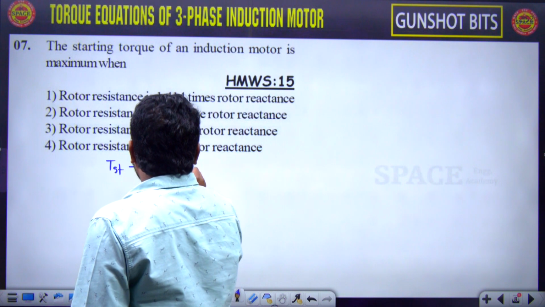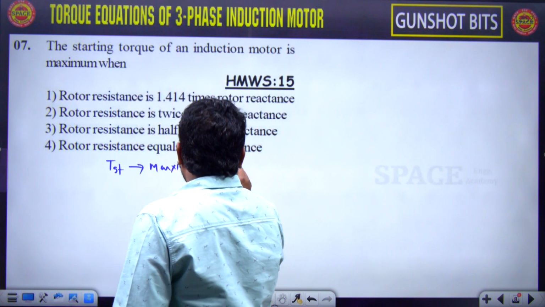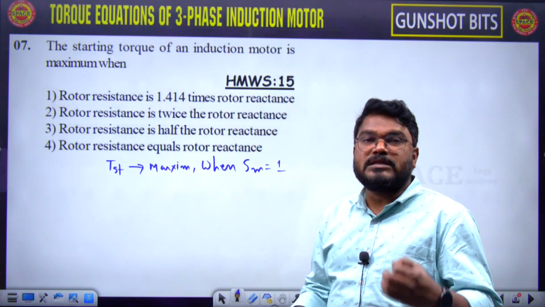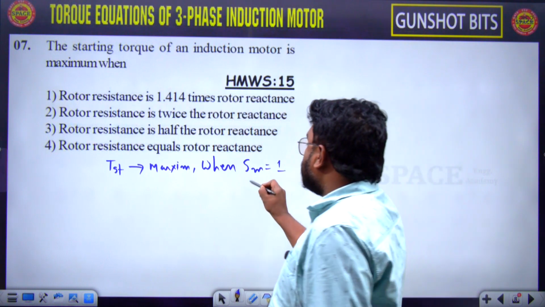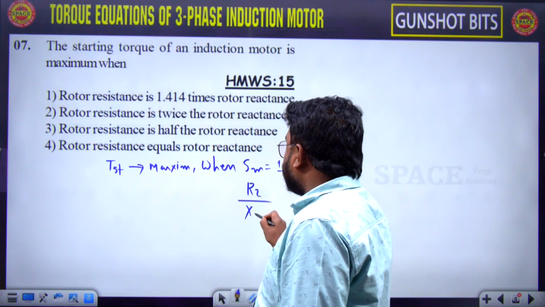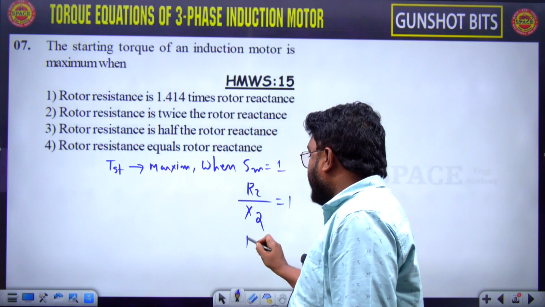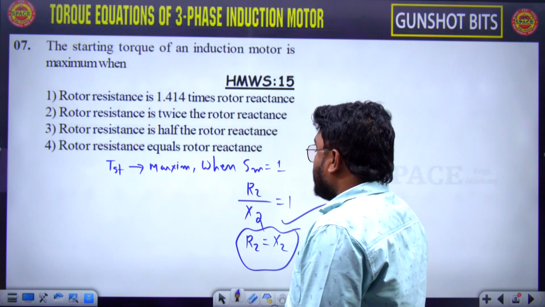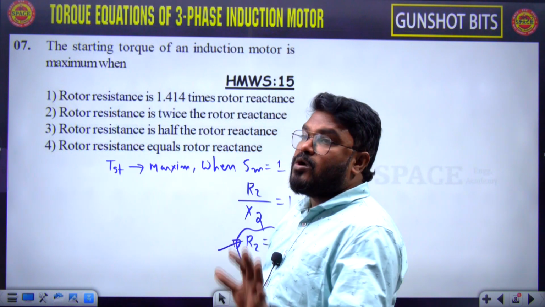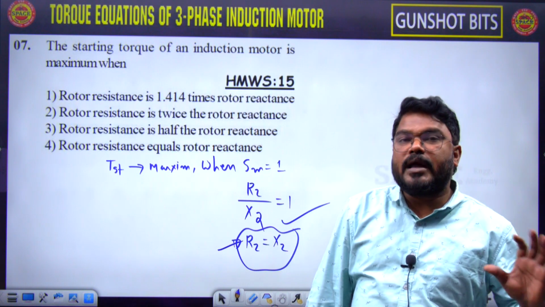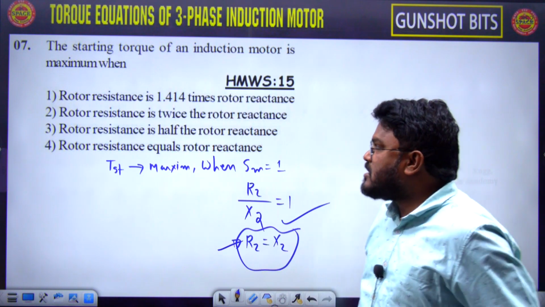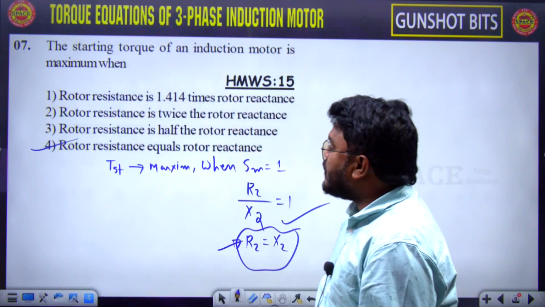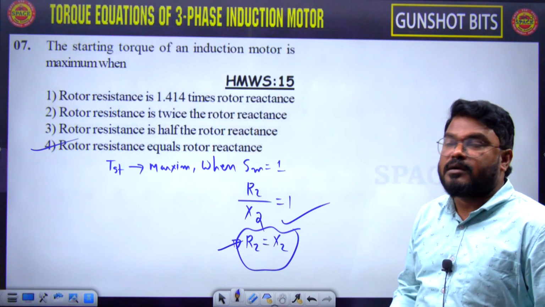So when S maximum is equal to 1. S maximum means the slip corresponding to maximum torque. So R2 by X2 is equal to 1. Therefore the rotor resistance is equal to the rotor reactance. So option 4 is correct for this question: the rotor resistance equal to the rotor reactance parameter.